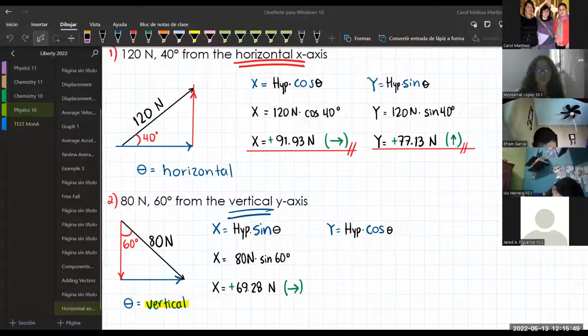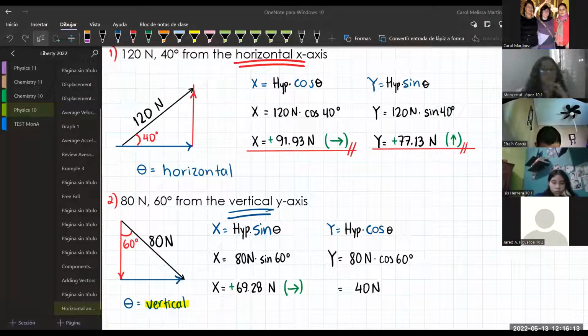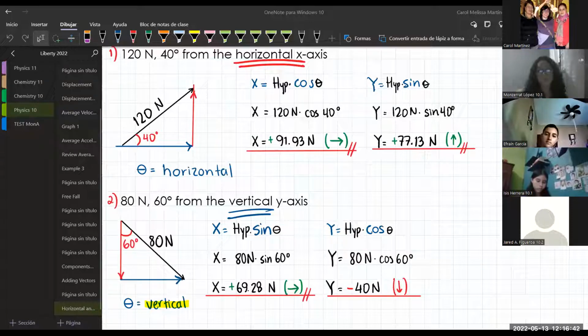And y, we have hypotenuse cosine of the angle. And this is 40 Newton. I wrote x, but it's y. Okay, y is equal to 40 Newton. Now, because we said that y is coming down, then the sign here is going to be negative. Because it's coming down, it's going to be negative. And with this, you have your components of your vector with vertical angle. From this exercise, do you have a doubt?